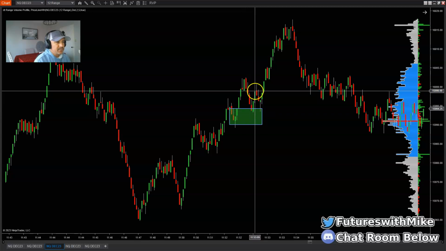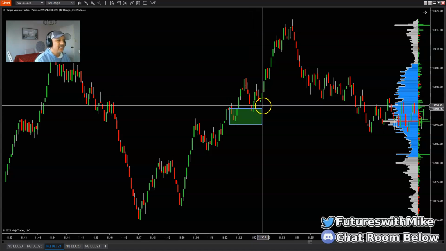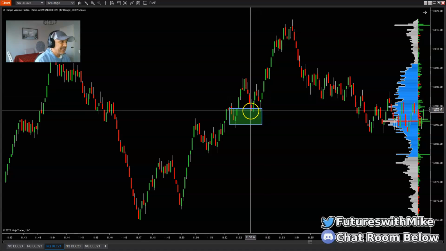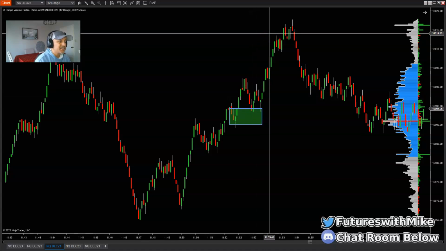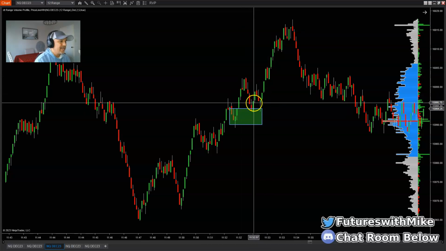And then in this case here, it pushes up and it comes back for a second test. Now, I'm going to say this because sometimes it doesn't happen like this. It will not just give you a second test. Sometimes once it taps that zone, it's going in the direction that it wants to go in, okay? Either up or down, okay? In this case here, this is a demand zone.